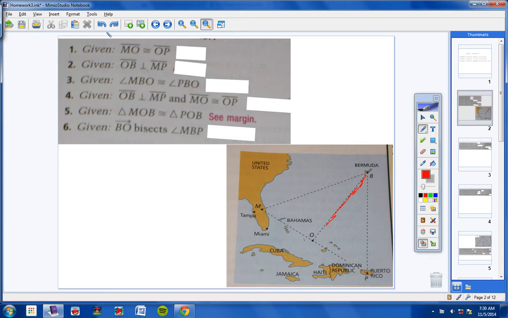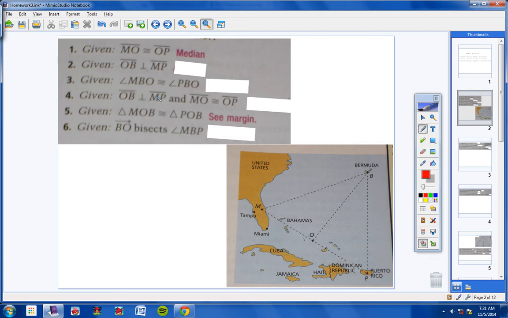We are told that MO right here is congruent to OP. Now, that would make OB a perpendicular bisector if we knew that it was perpendicular, but we don't. So what we know is simply that this line comes from the vertex and hits the midpoint over here. I know this is the midpoint because this segment is congruent to the segment here. So OB is a median. Okay, moving on to number 2.